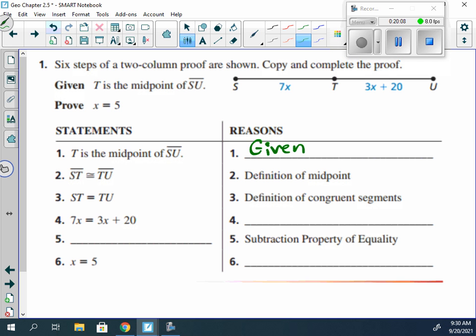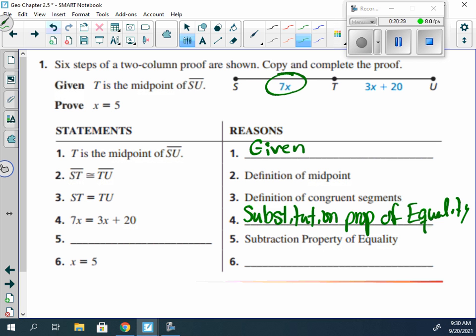Now, this here is going to be our substitution property of equality. Because what did we do? ST is 7x. TU is 3x plus 20. We substituted those values into the problem.